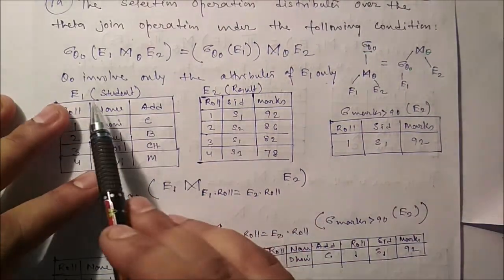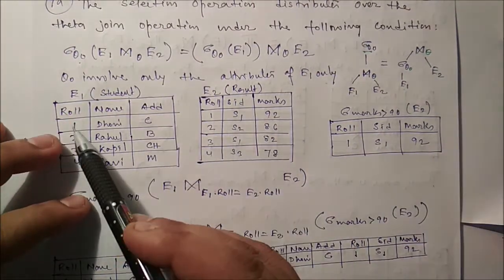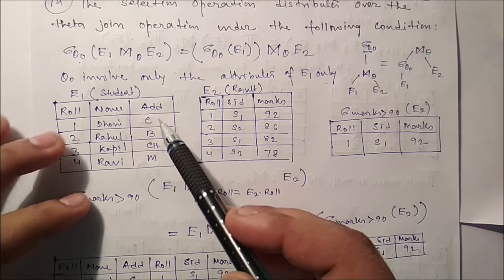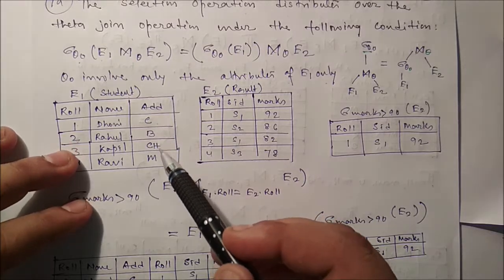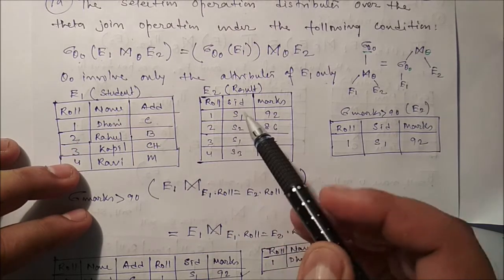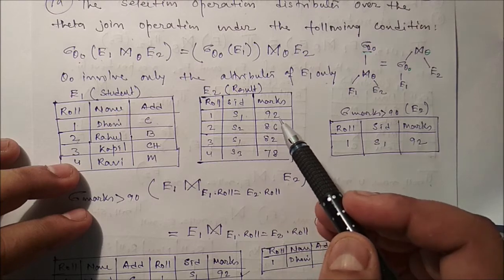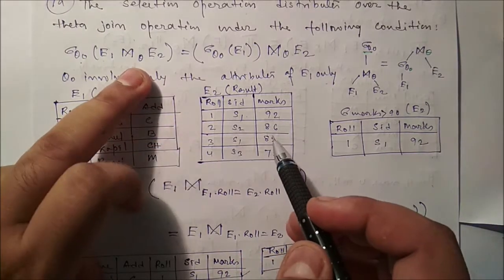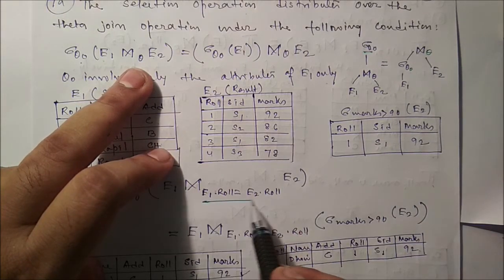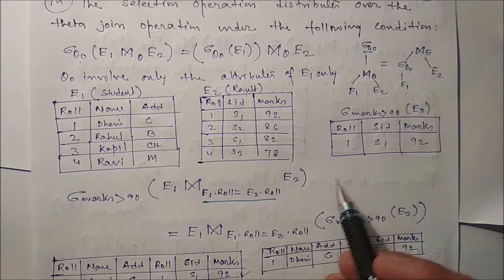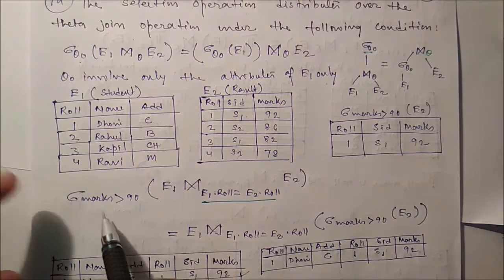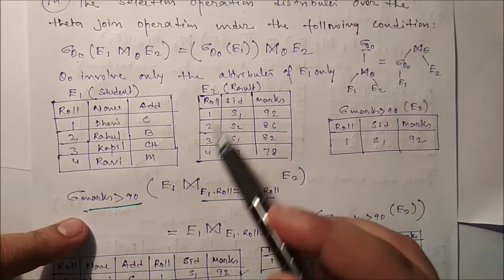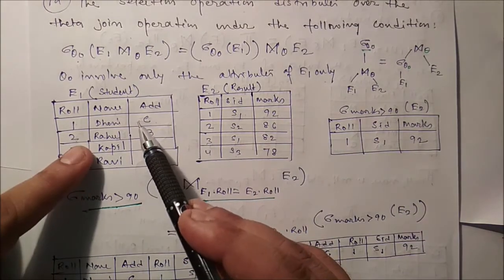Now here two tables are there, E1 and E2, student and result. So 1, 2, 3, 4, names Dhoni, Rahul, Kapil and Ravi. Addresses Chennai, Bangalore, Chandigarh and Mumbai. And result 1, 2, 3, 4, subject IDs S1, S2, S1, S3. Marks 92, 86, 82 and 78. So first is this condition: E1 roll number is equal to E2 roll number. Are you getting this one? And then apply this particular theta 0 condition, marks. But this marks is associated only with the result table. It is not associated with this particular student table.